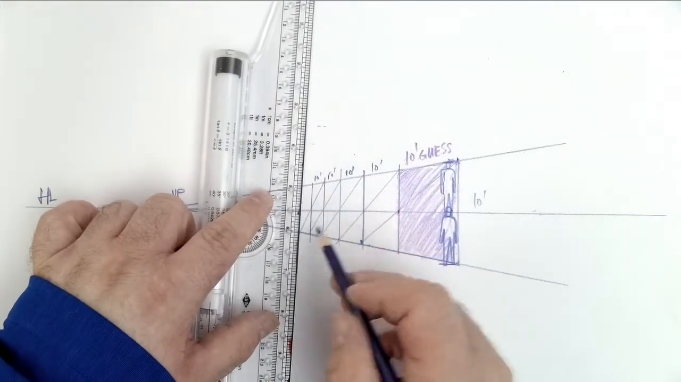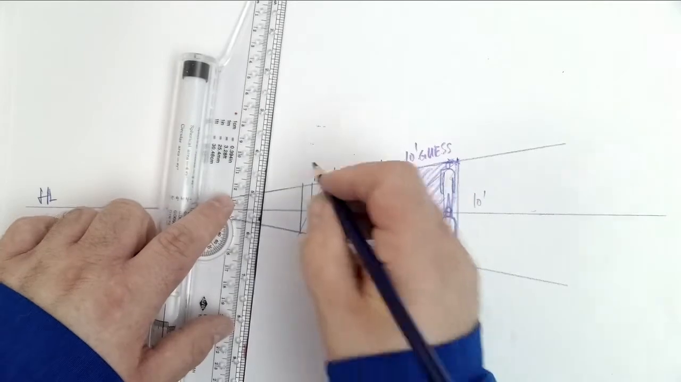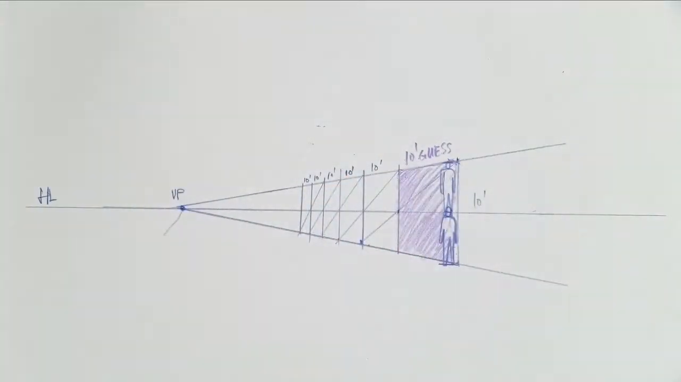What's happening to these lines now? Getting closer. They're getting closer together, right? But they are demonstrating a sense of depth. Because they're getting closer together, it's giving us the perception that we are looking out into space. Okay.